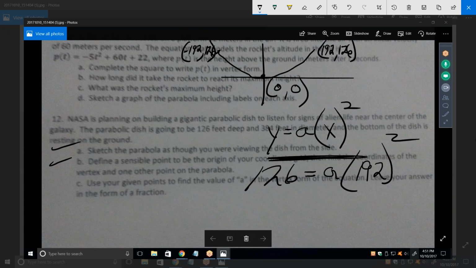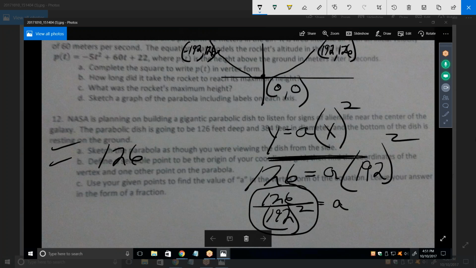It says leave your answer in the form of a fraction. So I end up with a being 126 divided by 192 squared. And notice that it is plus or minus. Well, no, it isn't. Excuse me. It is not plus or minus. It's plus. This thing opens up for sure. So A is definitely plus. But whatever, leave your answer in the form of a fraction.